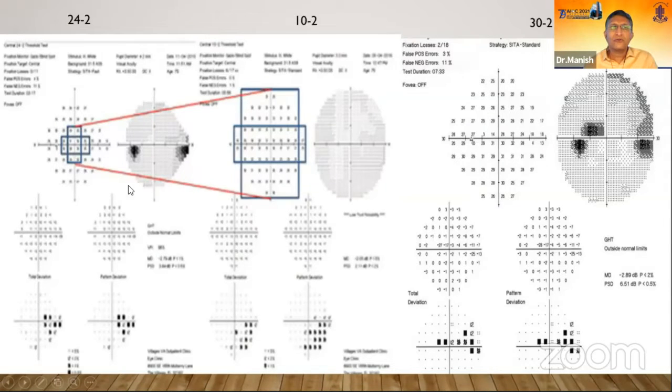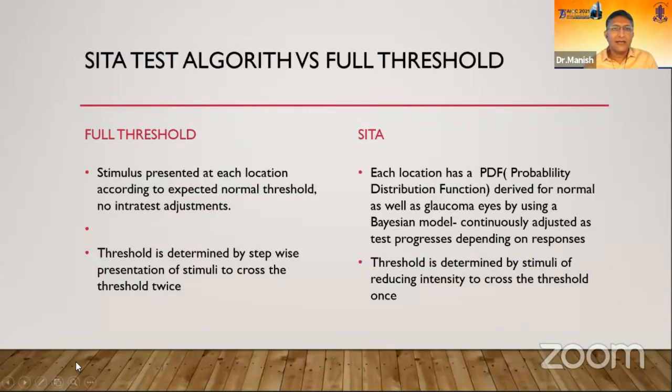The 24-2, the most popular test, tests the entire field in 24 degrees, and the nasal area, as you can see, is extending up to 30 degrees. And these kind of changes in the nasal step region are better studied if you test up to 30 degrees over there. So the test algorithms, as we mentioned, the full threshold was the original one. And then subsequently, they came up with the Swedish Interactive, which was a smart modification.